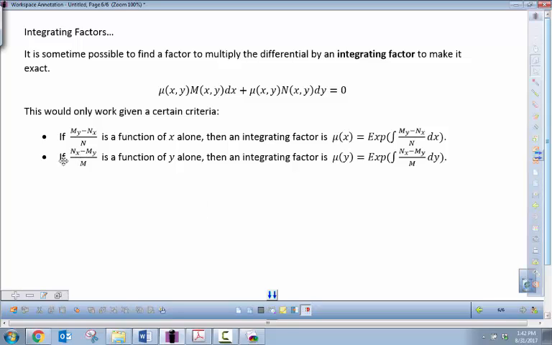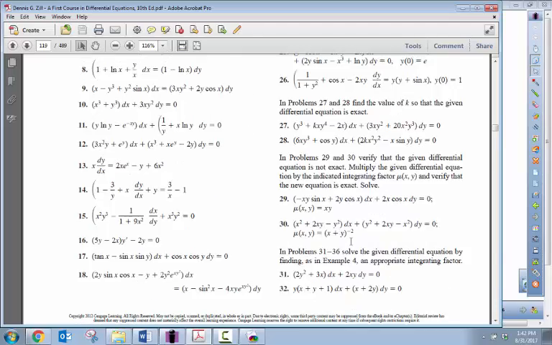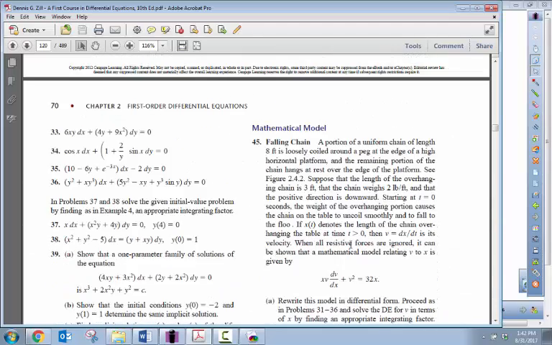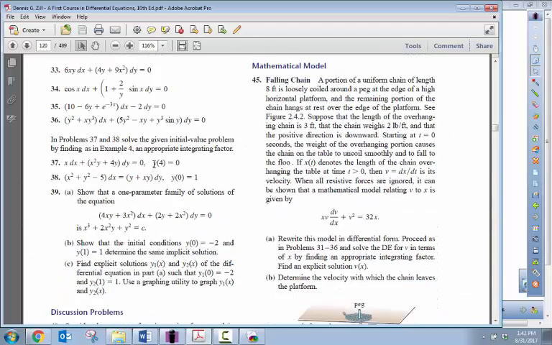And then there's the other possibility. All right, so for this, I'm not going to attempt to make up my problem. I'm going to see if the book has any problems where you need an integrating factor. Okay, number 37 is an example.